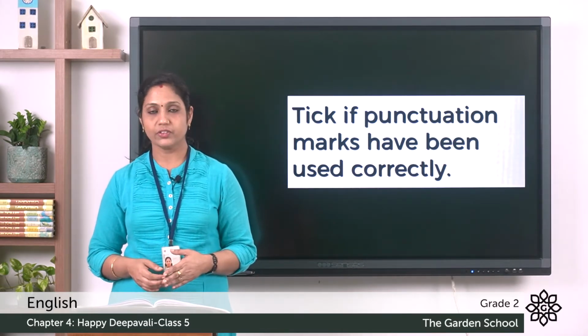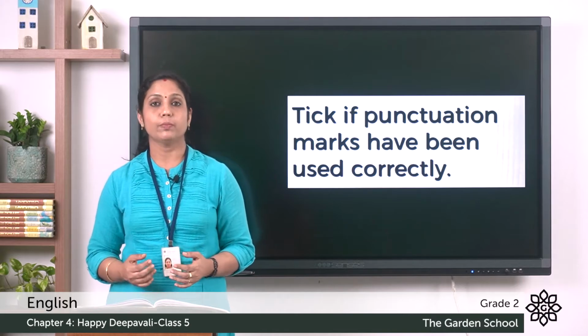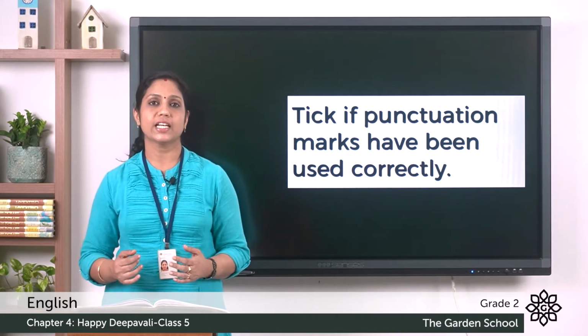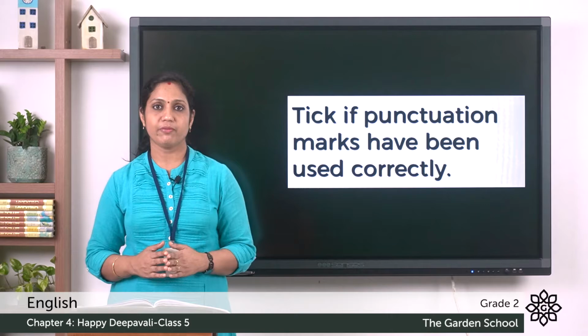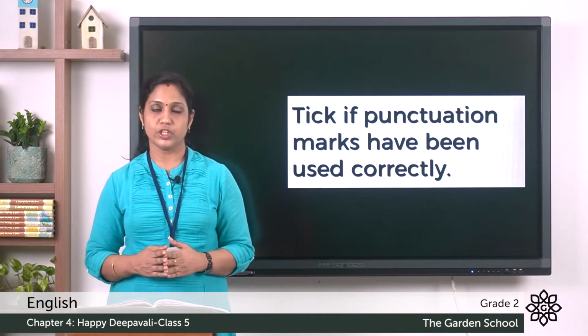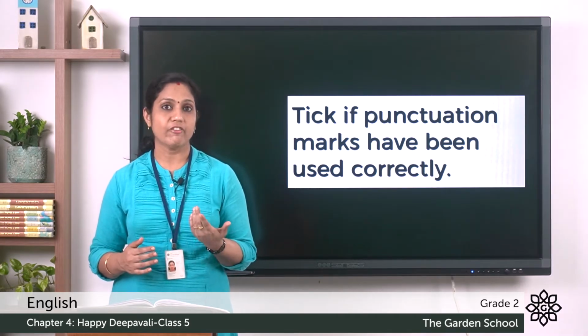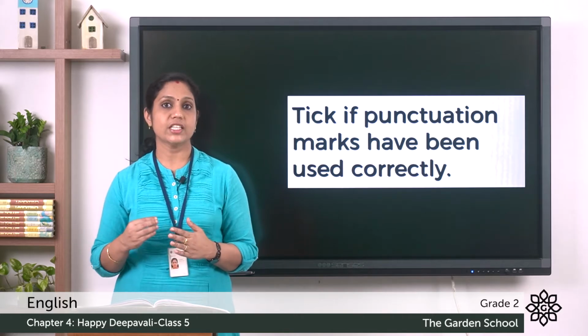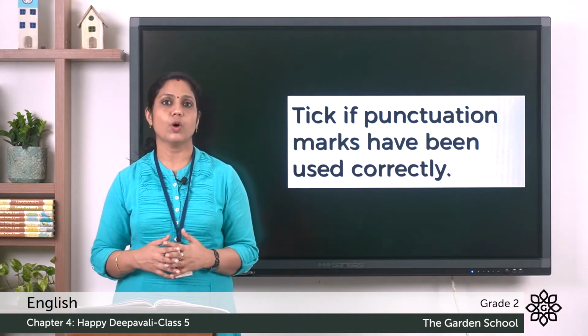Page number 53B. Tick if the punctuation marks have been used correctly. So, some sentences have been given and they have inserted the punctuation marks. We have to check whether they have inserted correctly or not. And if it is correct, we need to tick it. So, let's move on to the questions.